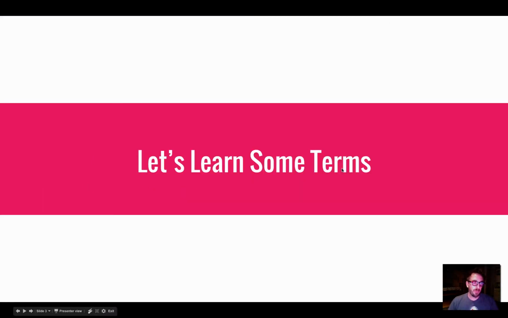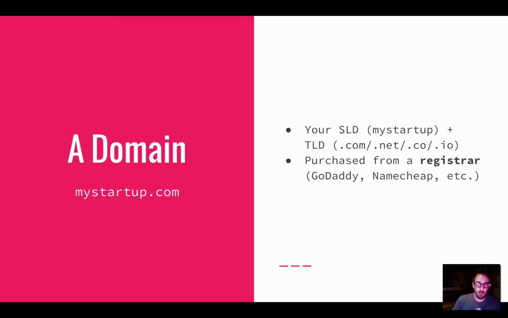Okay, here we go. A domain, I'm sure you know this. A domain is basically your second level domain plus a top level domain. Those are just the fancy words for the .com or .net or .co part of it, and then the actual domain you choose, like mystartup.com or myawesomeiPhoneapp.io. That's your domain. Now, a domain is purchased from what's called a registrar, and I'll switch over real quick and show you.